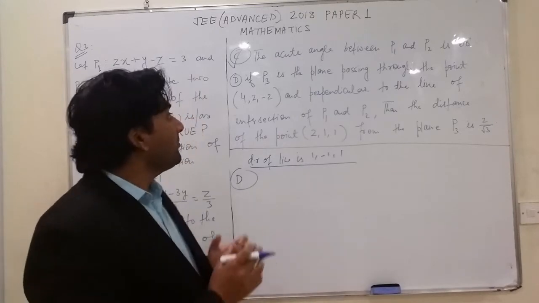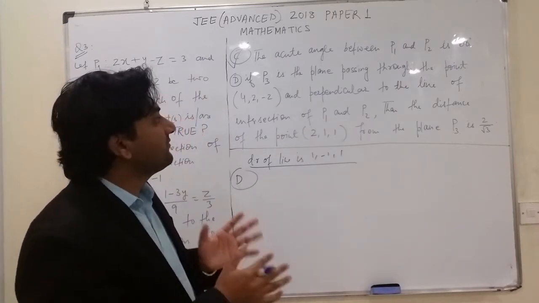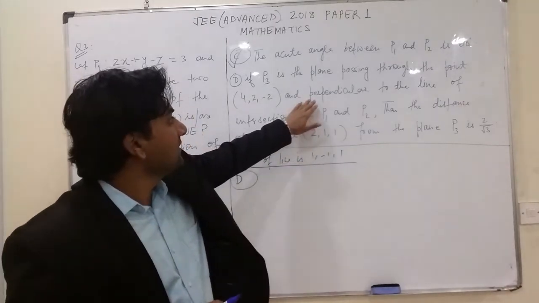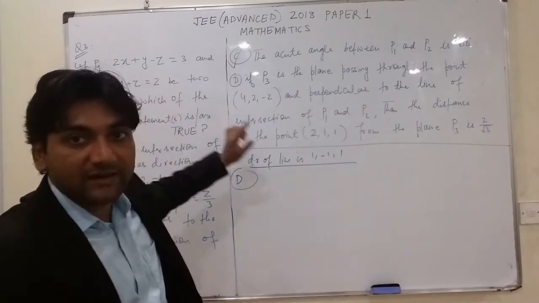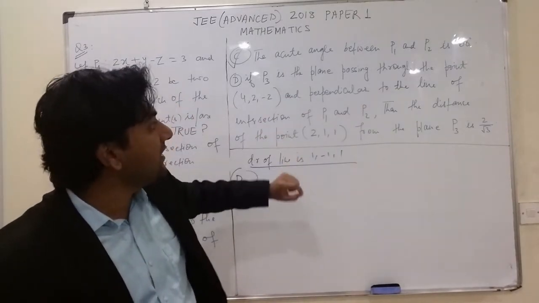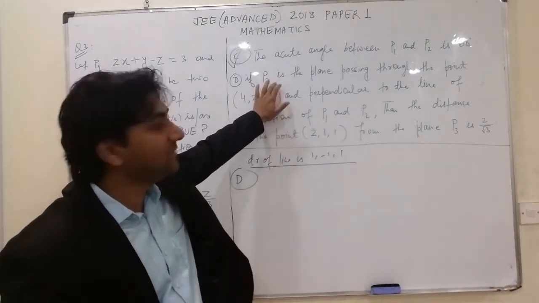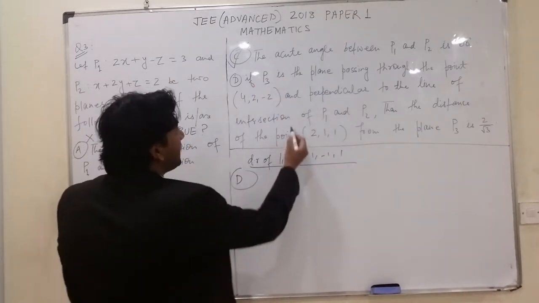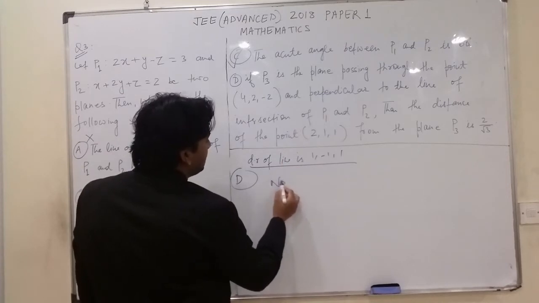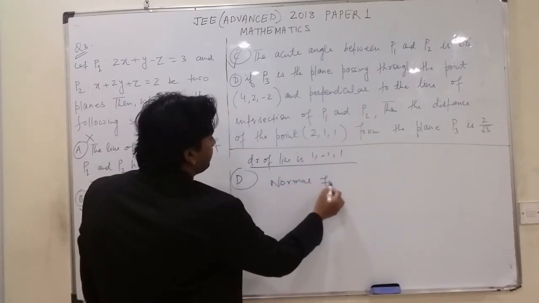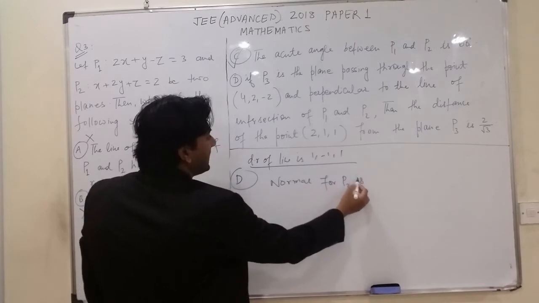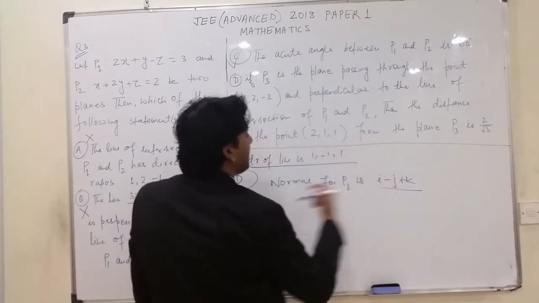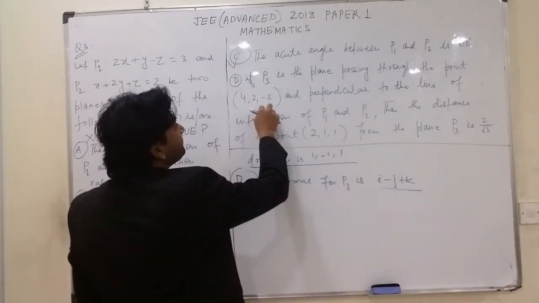That's good. Now, perpendicular to the line of intersection of P1 and P2, it means what? It means the cross multiplication of n1 and n2 will be the normal of your plane, that is P3. And that direction ratio was 1, minus 1 and 1. So from here we can find the normal for P3 is i minus j plus k. From here you can find the normal. And the point is this.